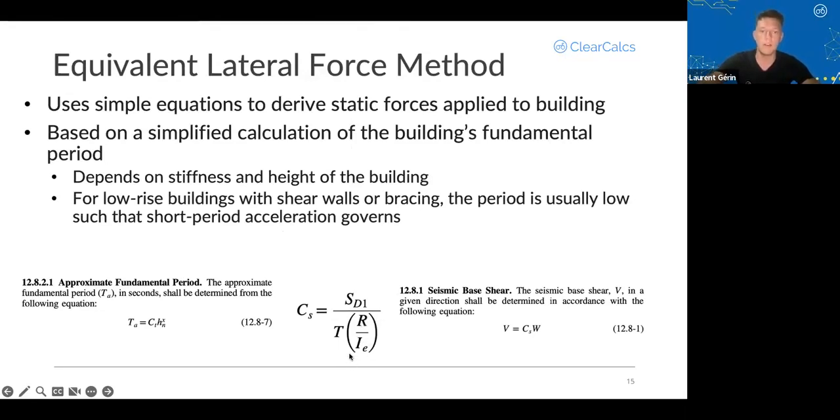And then this IE value is the importance coefficient. So if I have, say, a hospital, it'll be a much higher value versus a barn, for instance, where it'll be lower. The idea here is to provide the right reliability amount during an earthquake. And then once we've got that CS value, we just multiply it by W, which is the weight of the building. It's that simple. So it's quite easy to use, quite functional. And basically, as far as I understand, we're using this in most, if not all, low-rise buildings in the US right now.